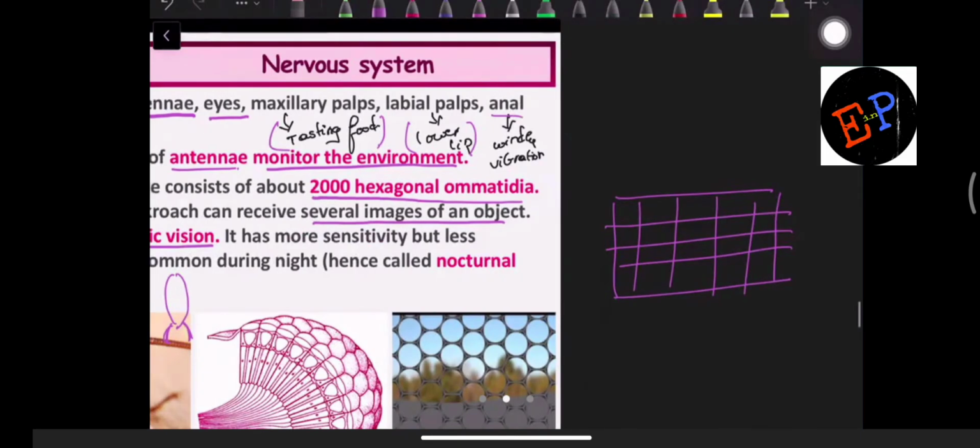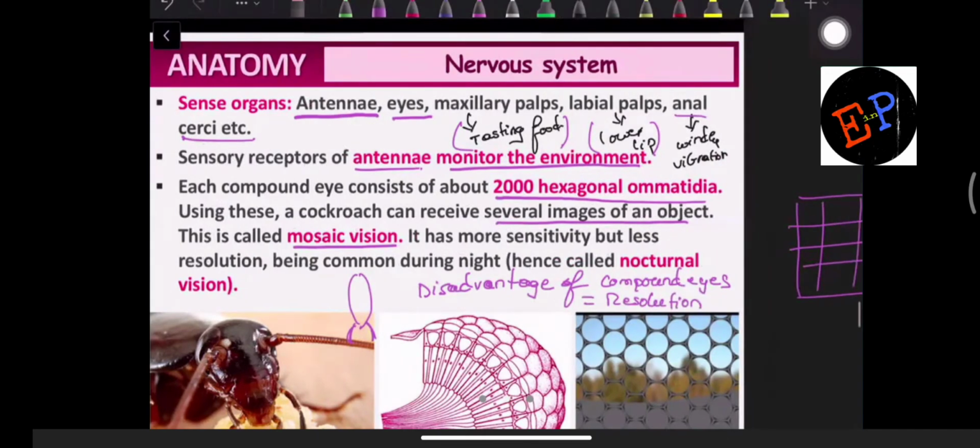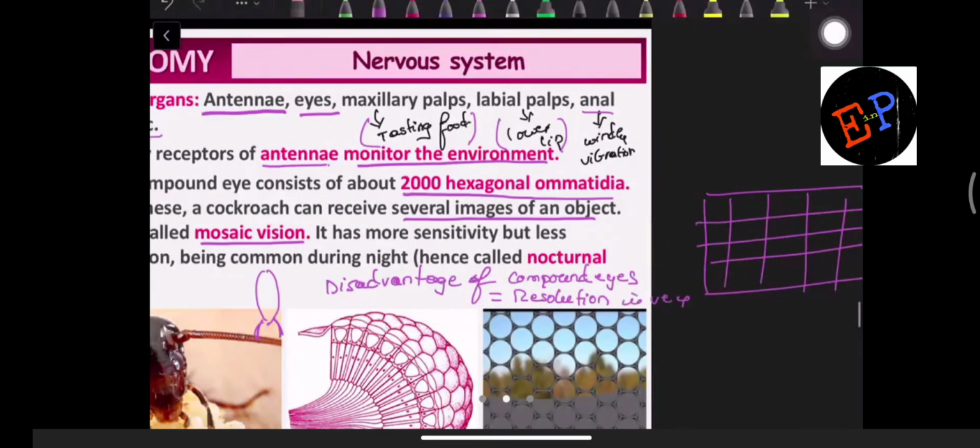So what is the disadvantage of these compound eyes? Resolution will be very less. That is the disadvantage. So you can write here. What is the disadvantage of compound eyes? The disadvantage is that the resolution is very less. Resolution means what? Clarity is reduced. So that is the disadvantage of these compound eyes.